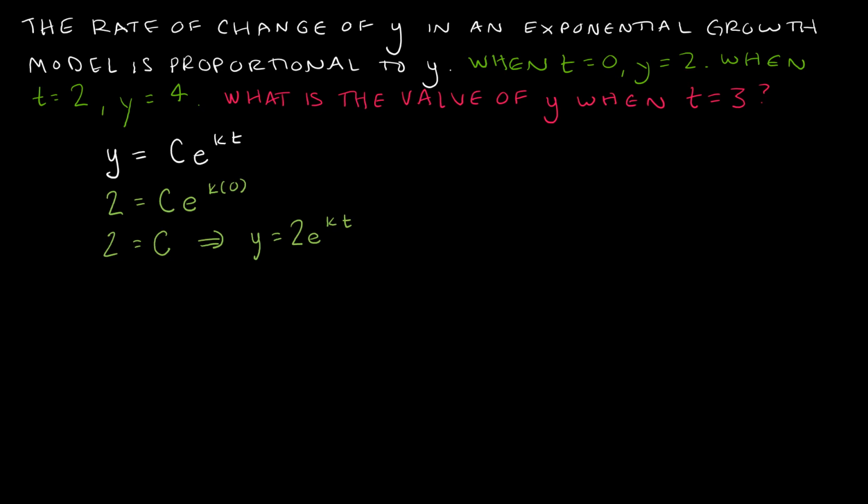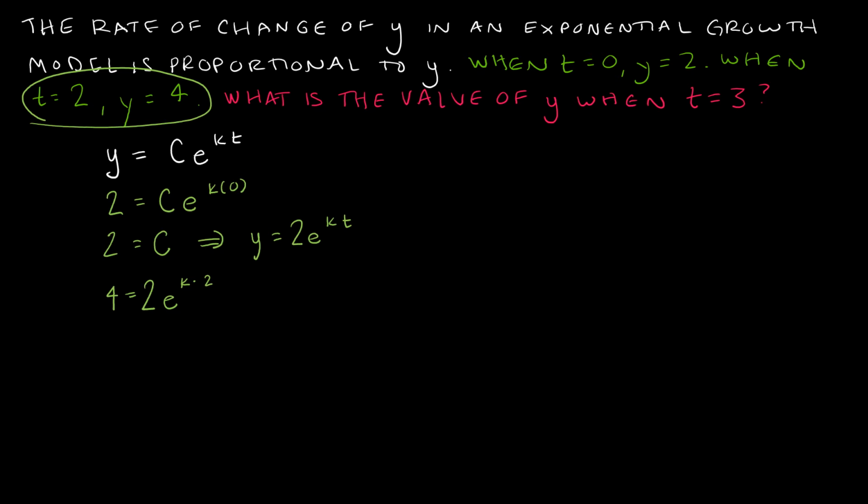And what I don't know is the value of k, because again, k is that proportionality constant. So essentially we're going to now solve for that. So now I'm going to do the same thing I did before. I'm going to replace y with 4. C is now 2. T is going to be 2 because I'm using this now. So k is k, t is 2.